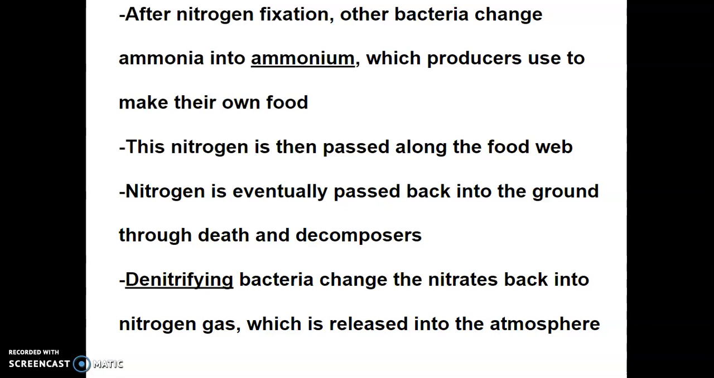There's another type of bacteria, that's right, called denitrifying bacteria. And this changes something called nitrates back into nitrogen gas, which is found in the atmosphere. So it's released back into it.